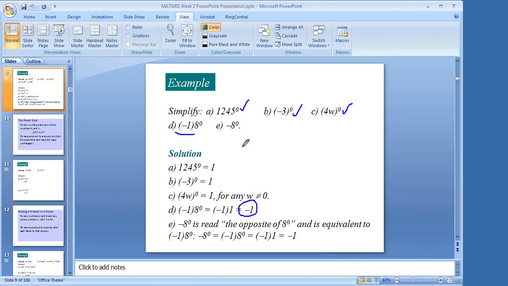All right, and example E, believe it or not, is the exact same thing. What I want you to see is that negative 8 to the 0 power is not the same thing as negative 8 in parentheses raised to the 0 power. It's kind of strange. It takes some getting used to. And this is true no matter what the exponent is. That exponent only goes to the number it's attached to, or the variable it's attached to. If you want it attached to that sign, you have to put it in parentheses. So example E is the same thing as negative 1.